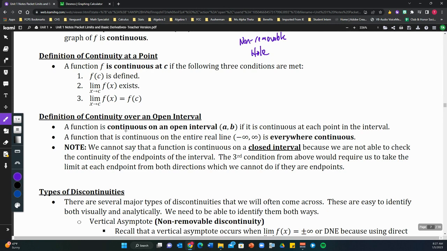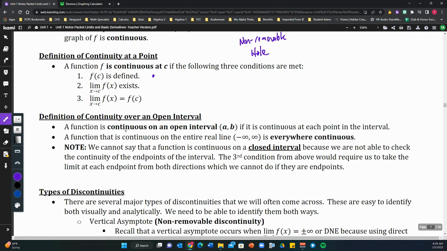And if that happens, that means that somewhere on the graph at x equals c, there is an actual defined point plotted on that graph. Whether it's a part of a continuous curve, that has to do with the other two conditions. So just this first piece of information tells us that there's a point on the graph at x equals c.